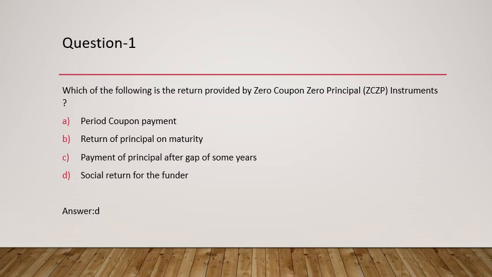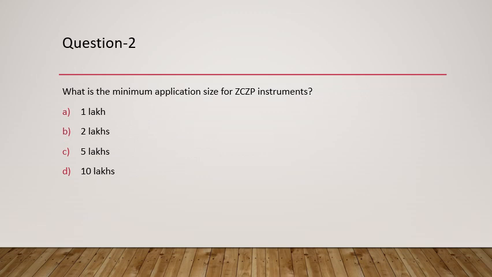Let us move to question 2, which is about what is the minimum application size for ZCZP instruments. So when they are issued, what should be the minimum value for which you will have to make an application? Four options have again been given: 1 lakh, 2 lakhs, 5 lakhs and 10 lakhs. So the answer here is 2 lakhs.